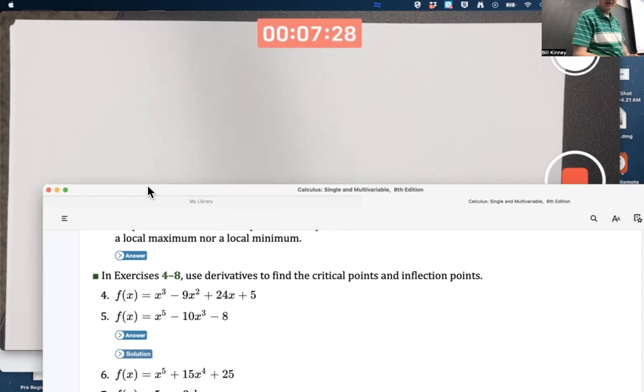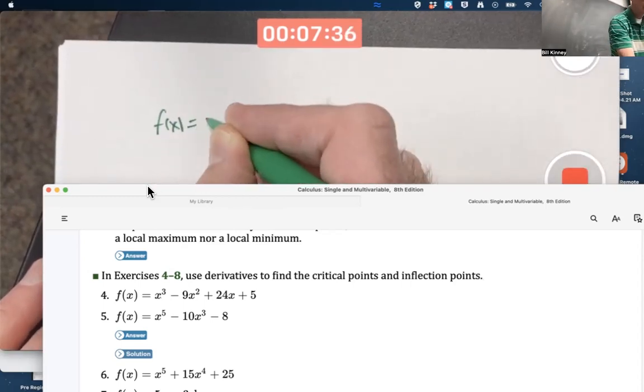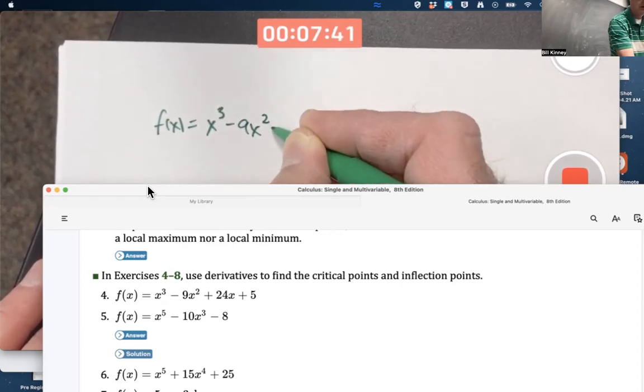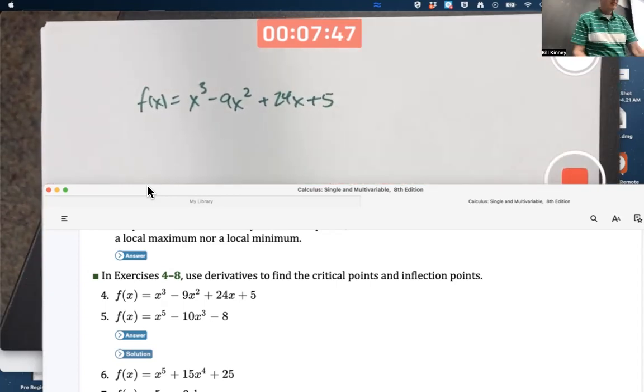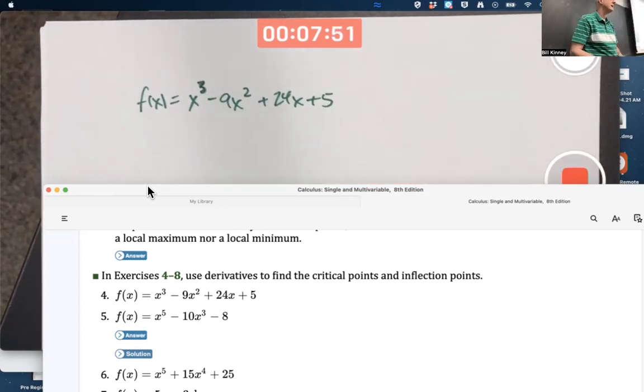So number 4, let's start with that one. It says use derivatives to find the critical points and the inflection points. You can see in number 4, f of x is a cubic. F of x equals x cubed minus 9x squared plus 24x plus 5. Find, again, the critical points and inflection points.